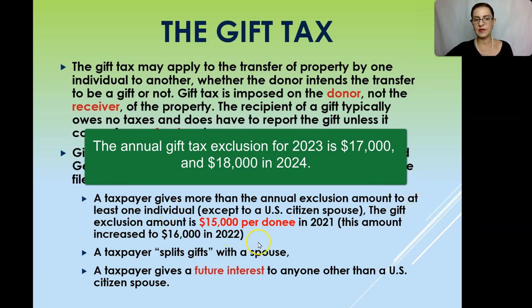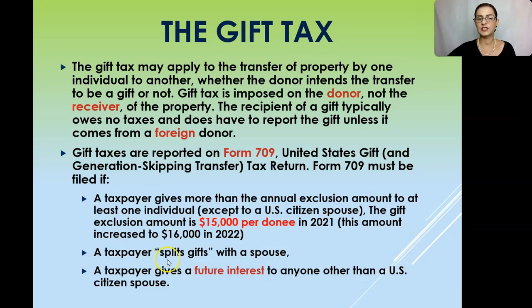The annual exclusion amount for gifts is going to be $16,000 in 2022. So it's going to go up. It's been $15,000 for several years, but this is going to change in 2022. But just realize if a taxpayer splits gifts with a spouse, they might have to file a Form 709. I'm going to give you an example of what a split gift is. You also need to know this for the test because the IRS has tested on split gifts in prior exams.